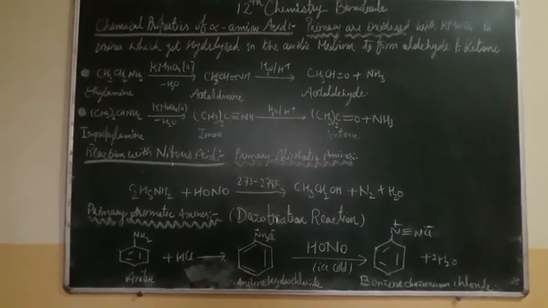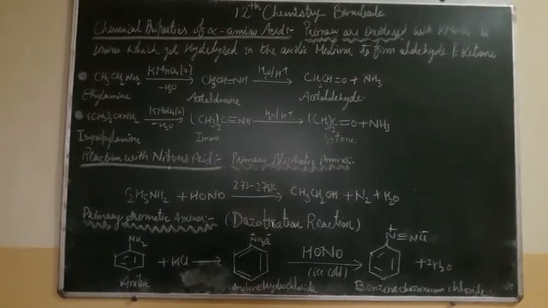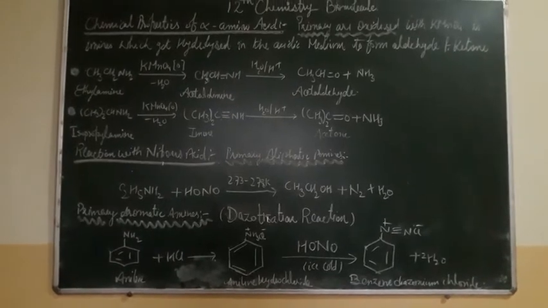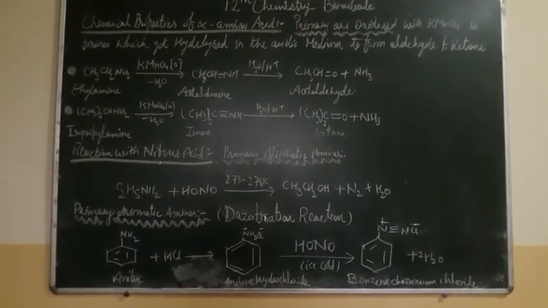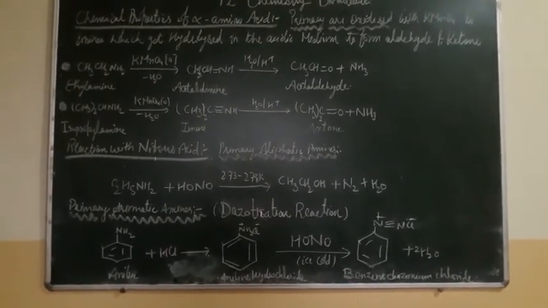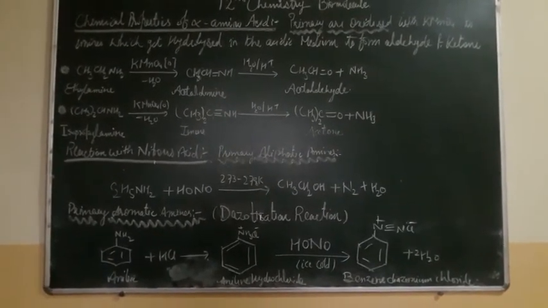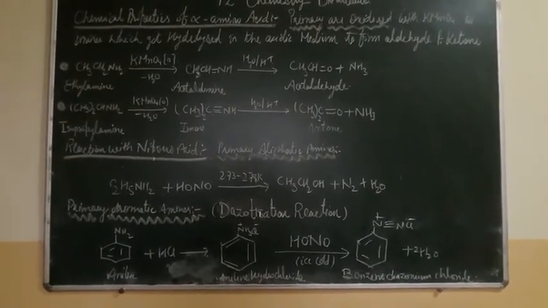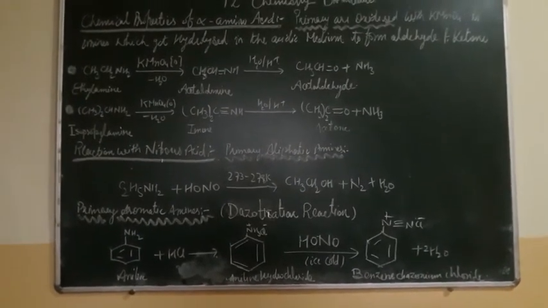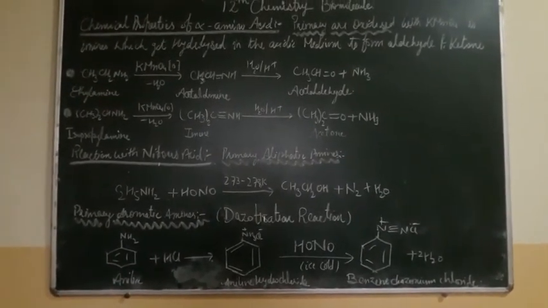Next is the primary aromatic amines. Under this condition, the primary aromatic amine used has a structure like aniline. You can see the aniline structure on the screen, where the benzene ring is substituted with an amine group at one position. This reacts with nitrous acid under ice cold conditions to form benzene diazonium salt, and this reaction is also known as the diazotization reaction, which is an important reaction from the exam point of view.